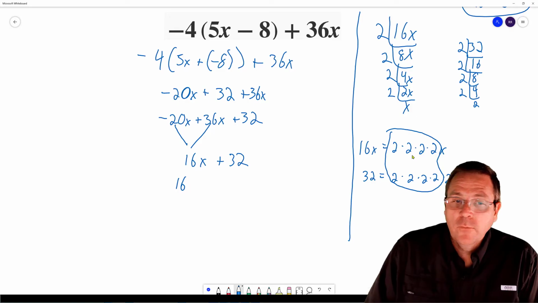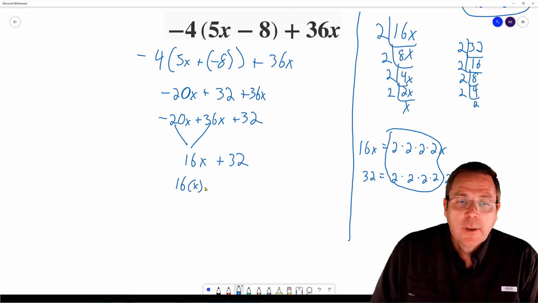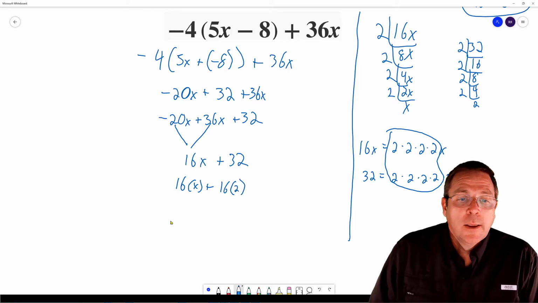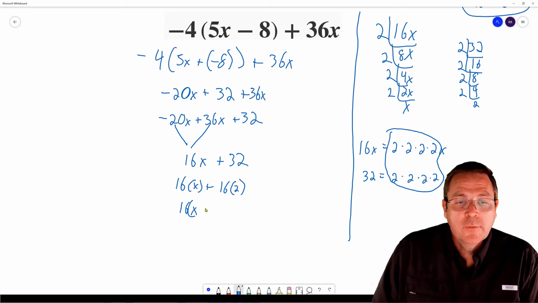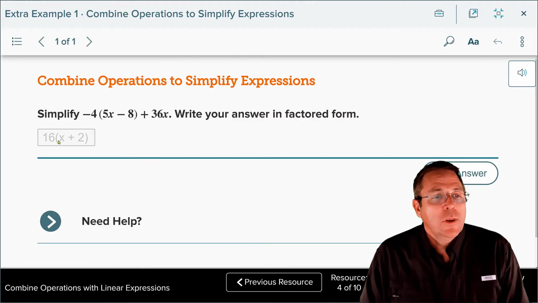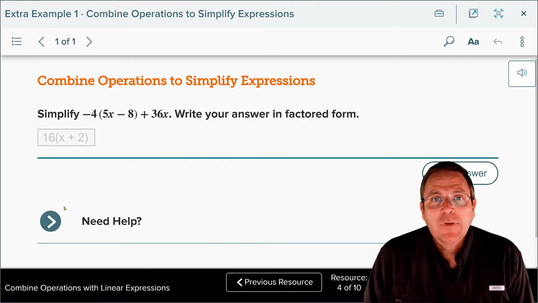What's left in the first one? It's going to be an x plus 16 times what's left over here. It's going to be a 2. And that means that we're going to have 16 times the sum of x and 2 for our final answer, which when you go back to your answer key, you're going to see that that's the same exact answer they came up with.